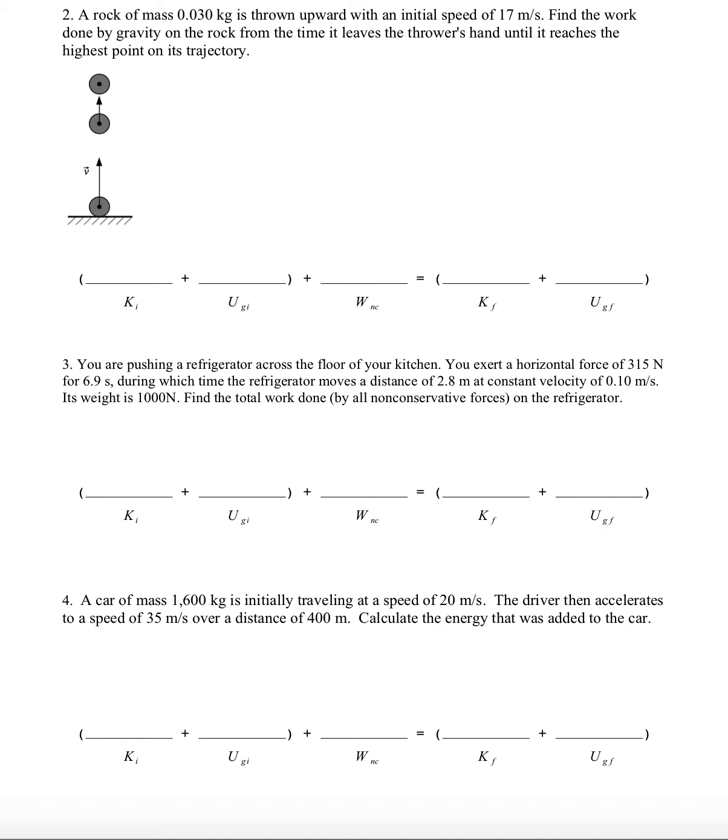In this problem, a rock of mass 0.03 kilograms is thrown upward with an initial speed of 17 meters per second. Can you find the work done by gravity on the rock from the time it leaves the thrower's hand until it reaches the highest point on the trajectory?